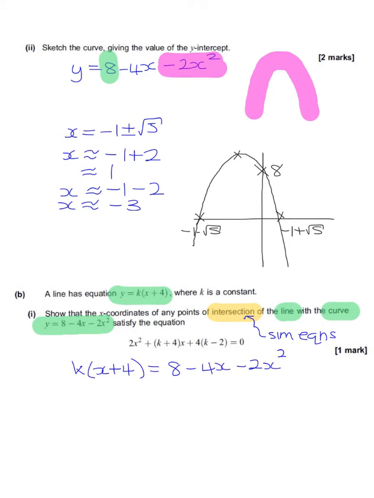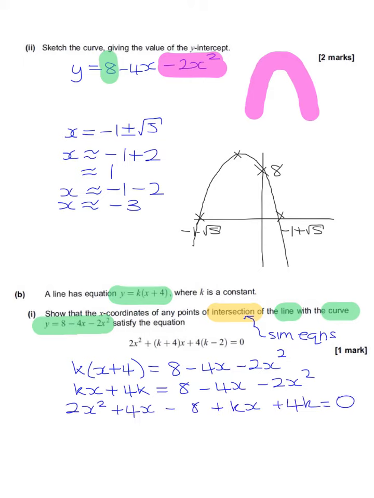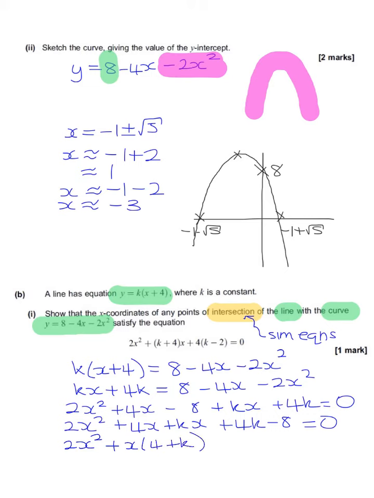And we can then expand the bracket. The way the answer is written, the equation is equal to 0, so next we need to move everything to one side of the equation, where we can collect like terms together. 2x squared is the only squared term, but we can take a factor of x out of 4x and kx, and we can take a factor of 4 out of 4k minus 8. Which is the equation we were asked to satisfy.